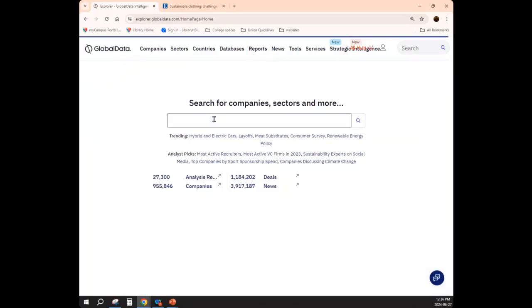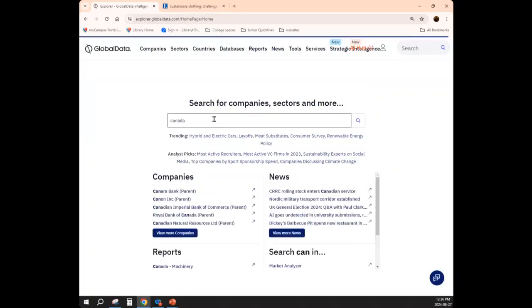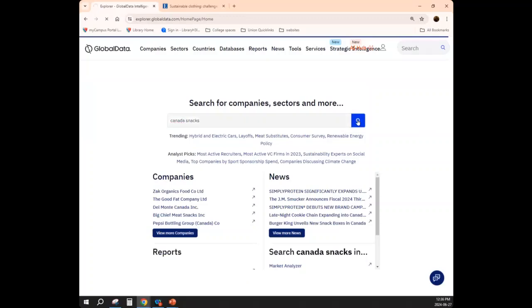So again, I'm going to switch. I'm going to say maybe I want to launch a new snack in the Canadian marketplace. So I want some sector information, some market research about the snack market in Canada. So I'm just going to try those keywords, see how I do here, put them in there and click search. And give it a minute here. And it's going to come up with some nice reports for us.